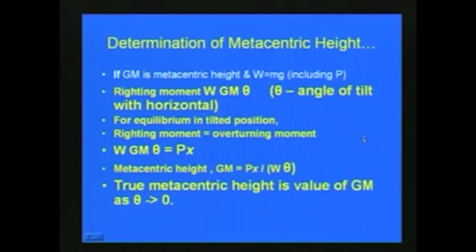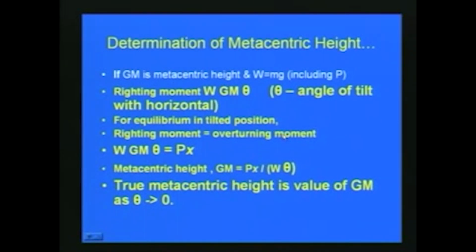Now we are moving this slightly to one side so that we can determine the metacentric height. If GM is the metacentric height and W is the total weight equal to mg including P, that means P is the load which is moving and mg is the weight of the floating body. The righting moment we can write as W into GM into theta, if theta is very small, and theta is the angle of tilt with the horizontal.